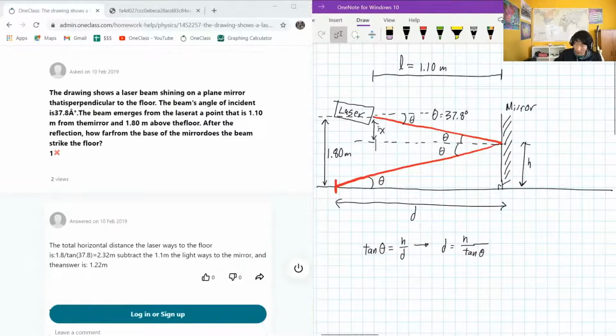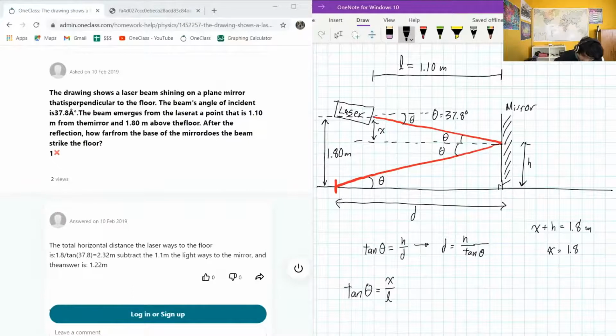Now that we have this x value, we have another right angle triangle here. And we can use the tangent because we know L, we know x, and we know the angle here, and they are also related through theta. So tan theta is going to be equal to the opposite over adjacent. So that's x over L. And what do we know about x? Well, we know that x plus h equals 1.8 meters, right? That was given to us by the question.